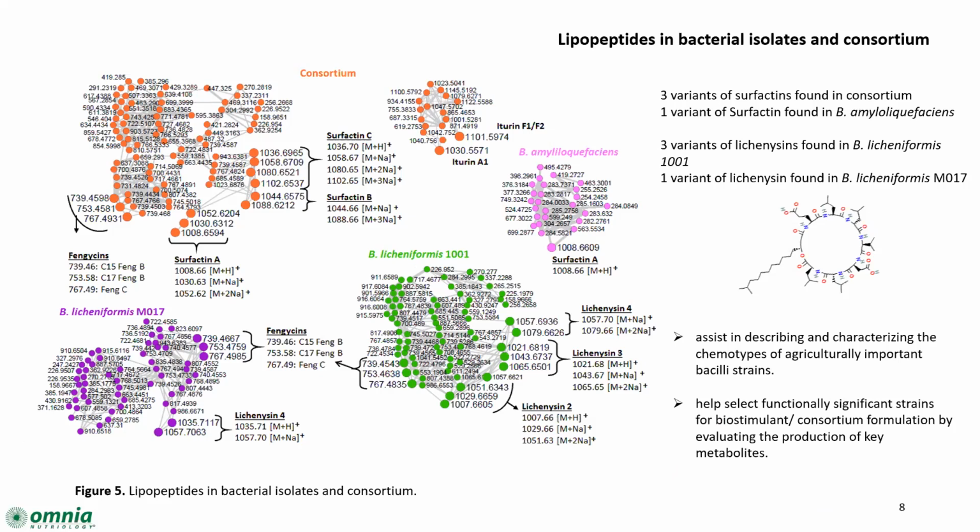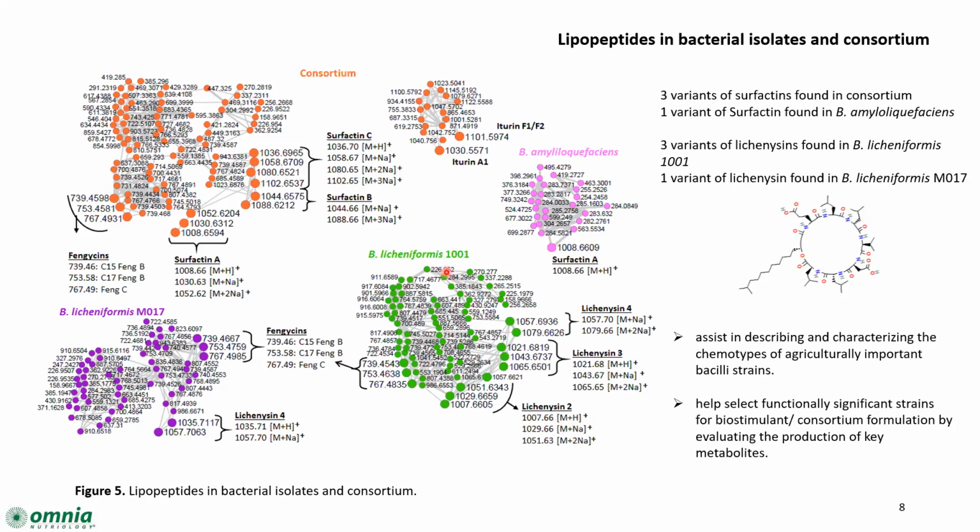And similar results were also found in B. licheniformis with the lichenysins, where we found 3 variants of lichenysins. And one thing again to mention is that even though these two, B. licheniformis 100 and B. licheniformis M017, are both licheniformis strains, however, the lichenysin profile is different.